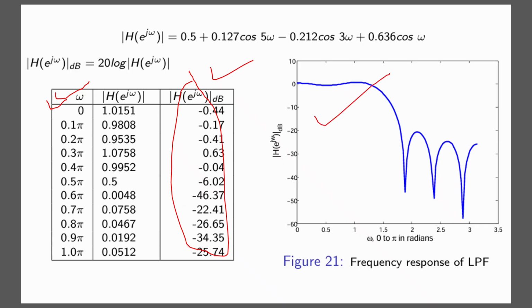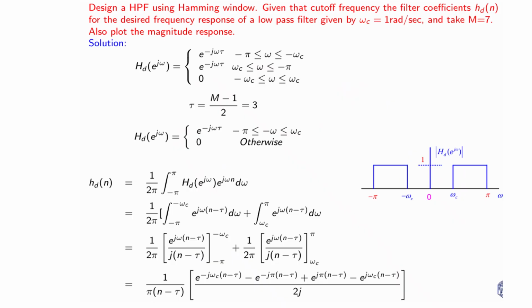And if you plot, you will get this type of response. So this is the second question. Similarly, here is another question. Here you have to design the high pass filter using the Hamming window. In the previous question it was a rectangular window. Here the question is the Hamming window.